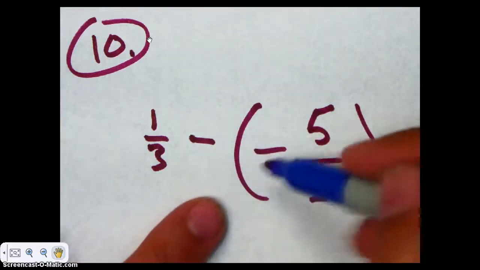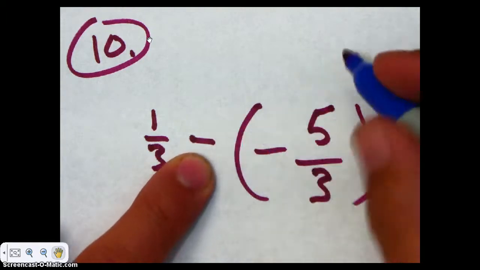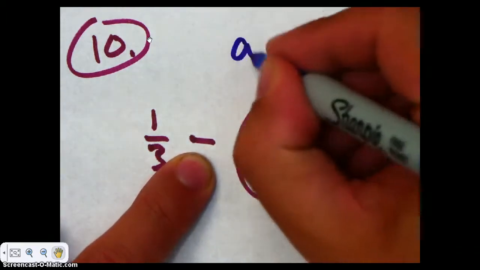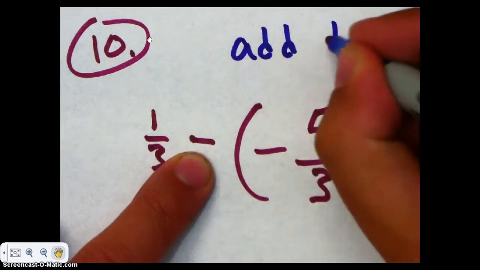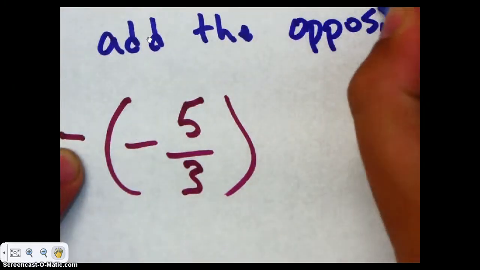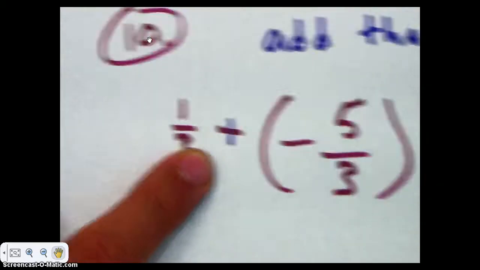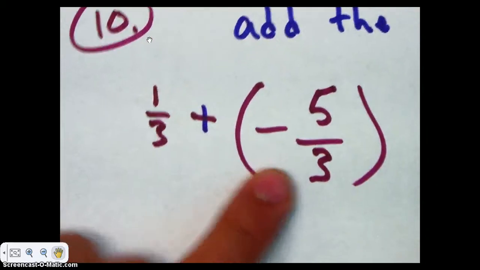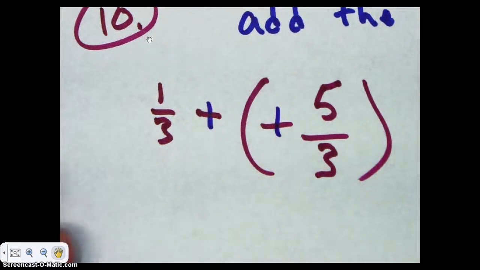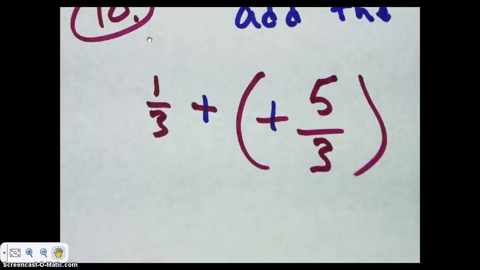So we know from our integer rules that we don't subtract anymore. Since this is subtracting, anytime it says subtract, we actually set it up as a problem where we add the opposite and use our addition rules. So that's what I'm going to do here. Since it's subtraction, I'm going to change it to addition. The opposite of negative 5/3 is positive 5/3, so I'm going to change it to that. Now we'll just use our addition rules.